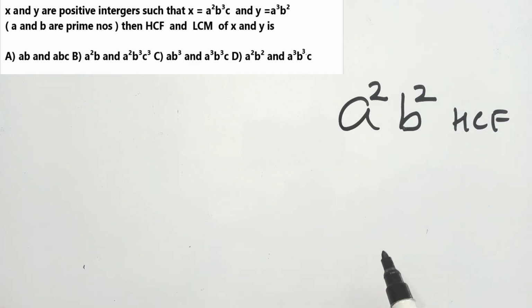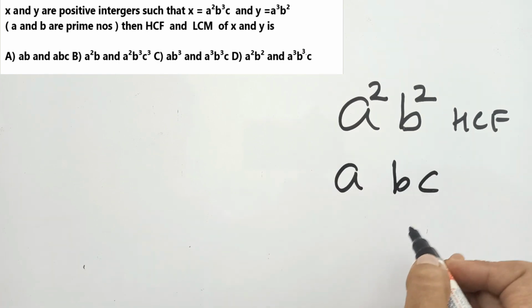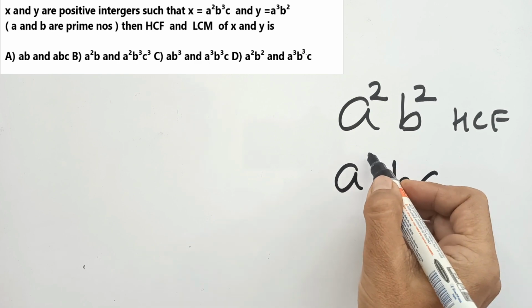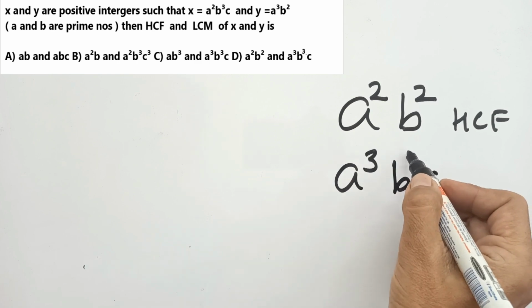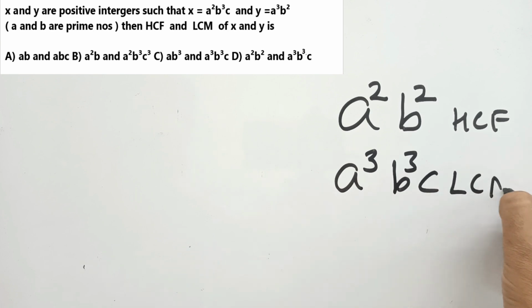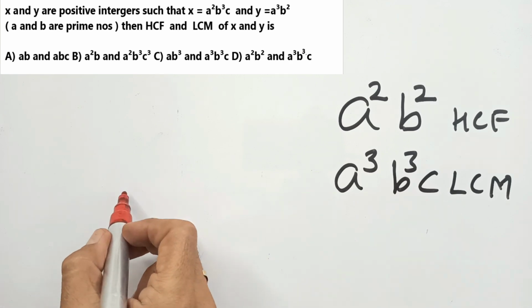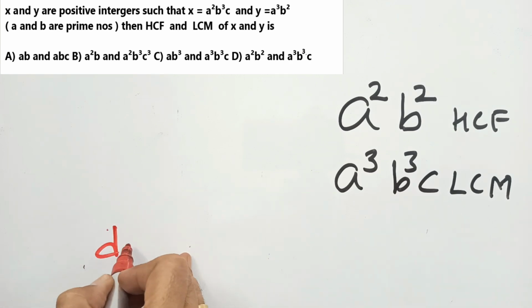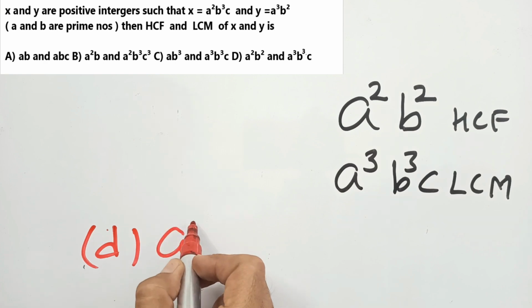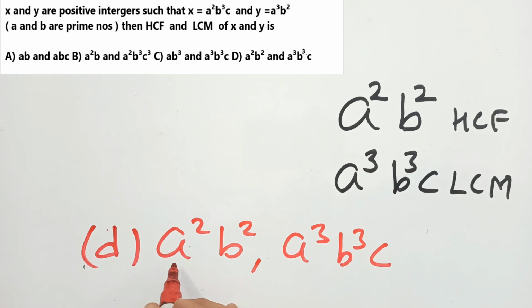Now LCM: product of all factors with greatest exponents. All means a, b, c with greatest exponents. The greatest of a is a cube, the greatest of b is b cube, and c is this. So the LCM is a cube, b cube, c. So the answer is option D. HCF a square b square, LCM a cube b cube c.